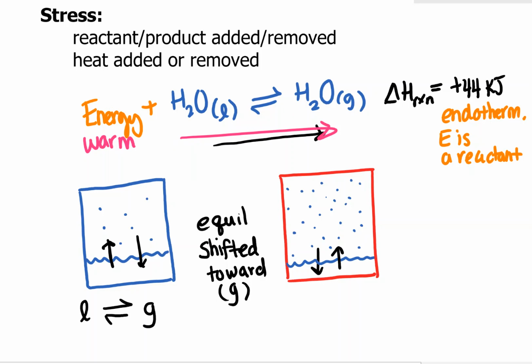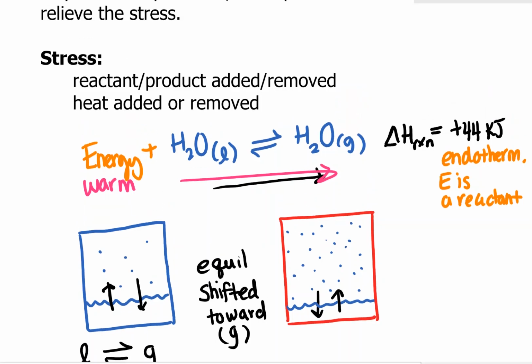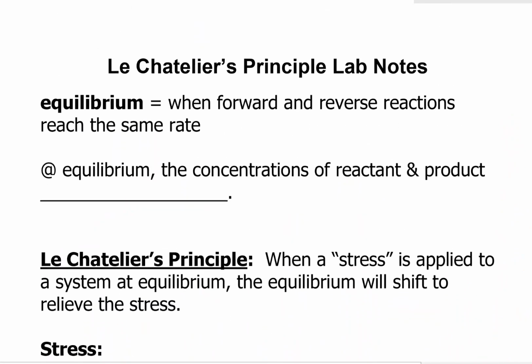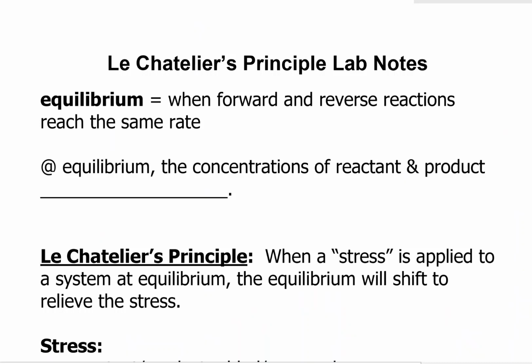We know on a molecular level how it works, thinking about the particles having more energy and therefore they vaporize. But we can look at any reaction and say, well, if I add more of this product, it'll shift to the left. And if I add more of these reactants, it'll shift to the right. And that's what we're going to be doing in today's experiment. So let's go back up here and fill in some things.